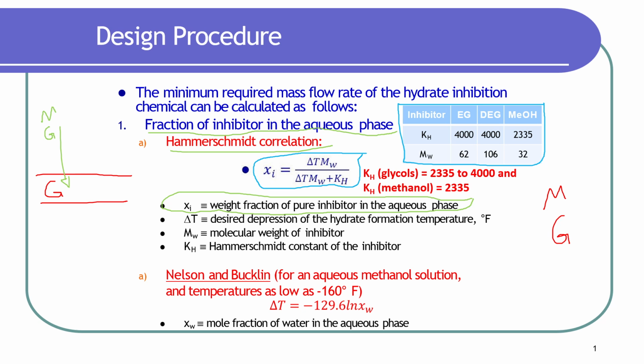The second approach for the calculation is the Nilsson and Bucklin method, which you use to calculate how much methanol can be added in the aqueous phase when the temperature can reach as low as, for example, minus 160 Fahrenheit. You can calculate delta T, where delta T stands for the decrease in temperature anticipated from the addition of the chemical inhibitors, and XW is the mole fraction of water in the aqueous phase.